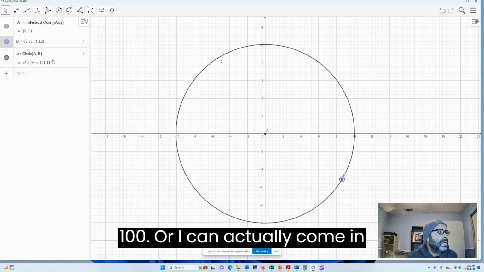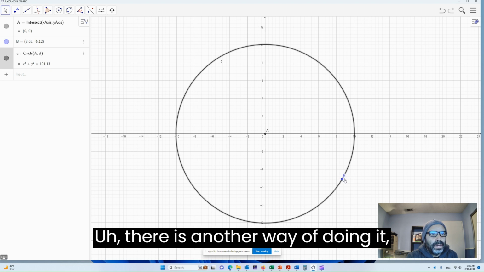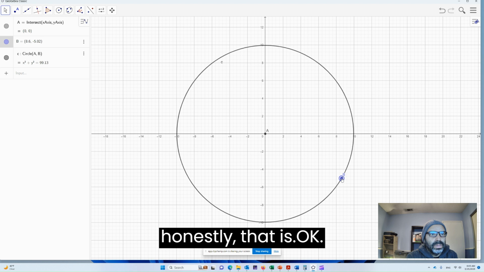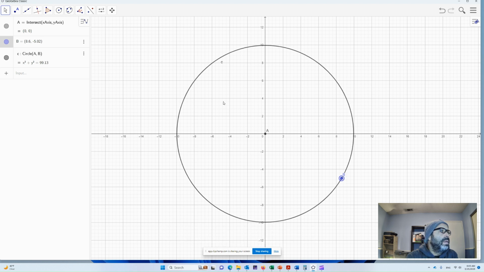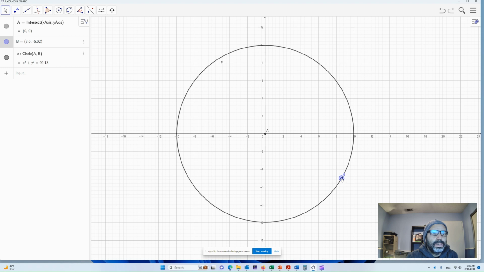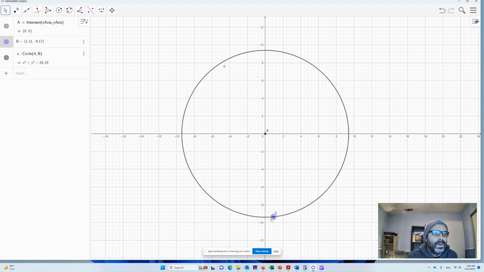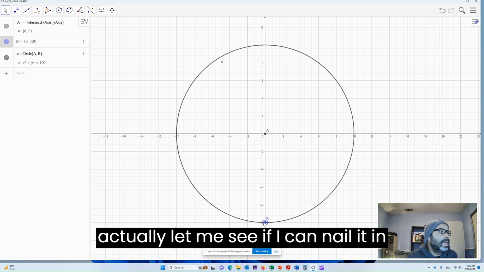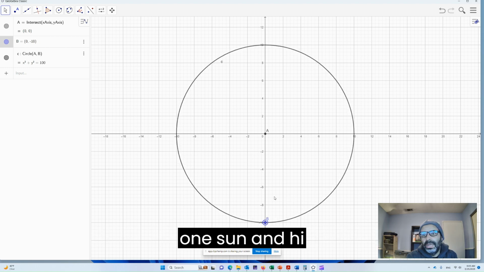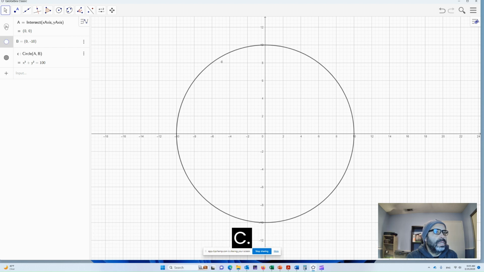Or I can actually come in here and see if I can make this. There is another way of doing it, honestly. Okay? And it's still not correct. It doesn't have to be exact, by the way. This is a project. So let me see if I can nail it in here, and it's exactly 100, okay? I really don't need the point B, so I'm going to hide it.